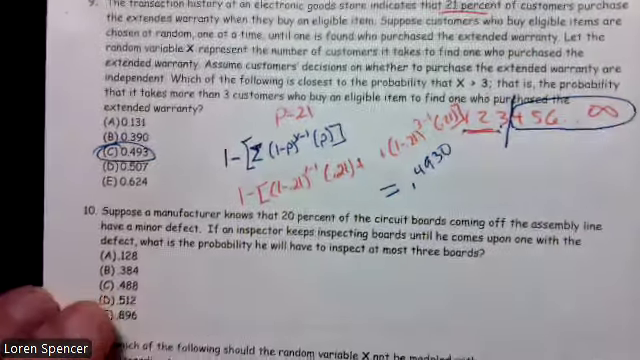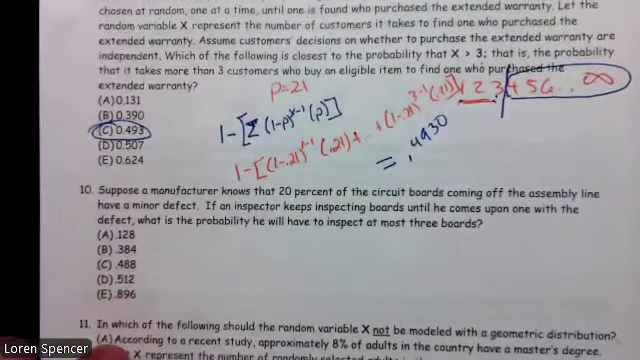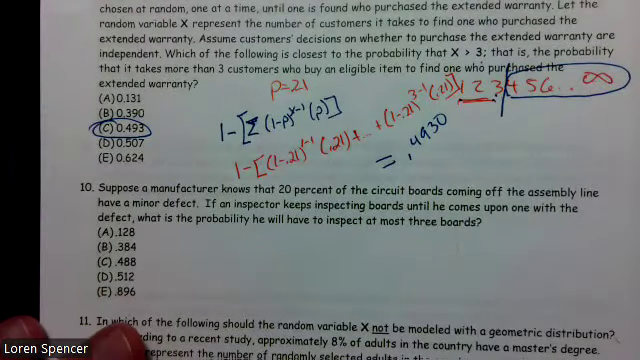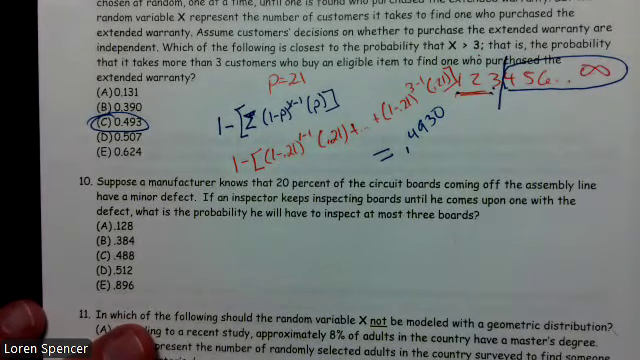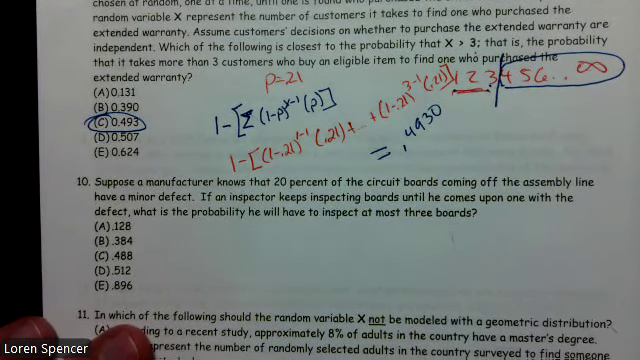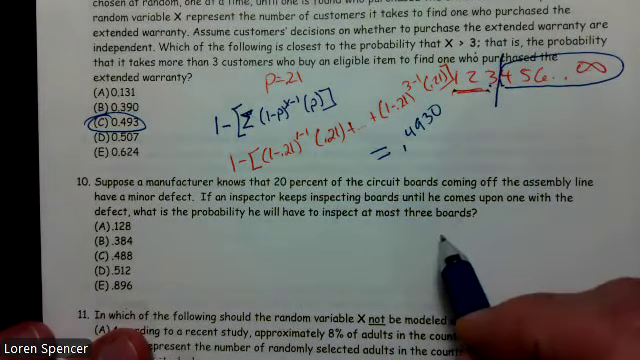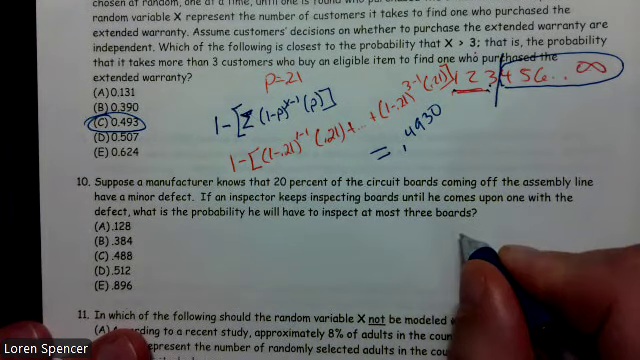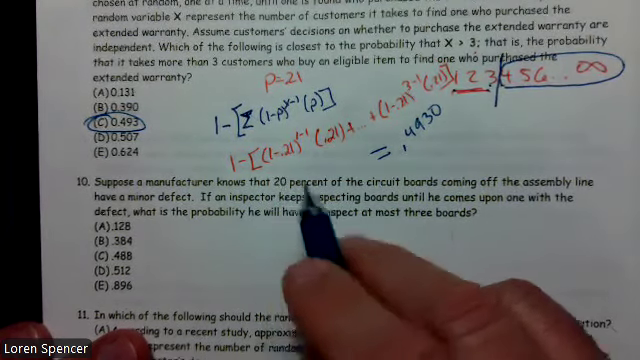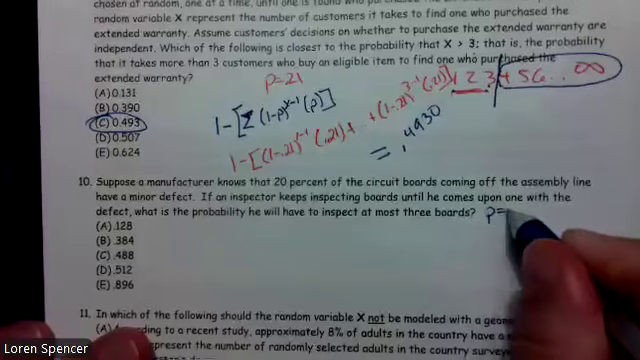Suppose a manufacturer knows that 20% of the circuit boards coming off the assembly line have a minor defect. If an inspector keeps inspecting boards until he comes upon one with a defect, what's the probability he has to inspect at most 3 boards? All right, so basically 20%, so we have a P of 0.20.